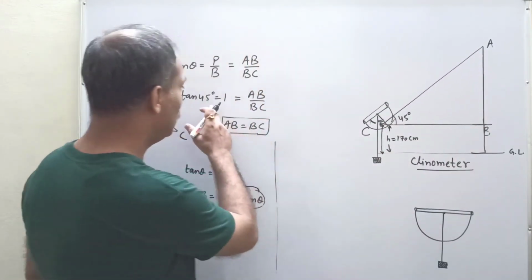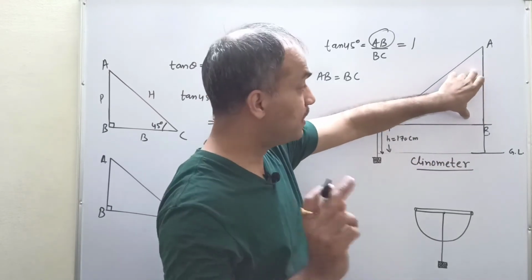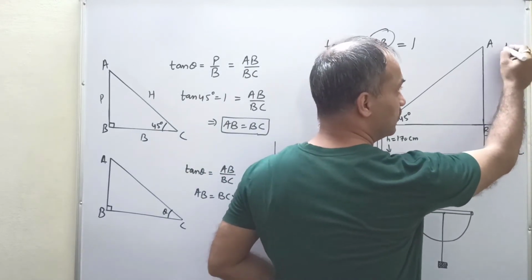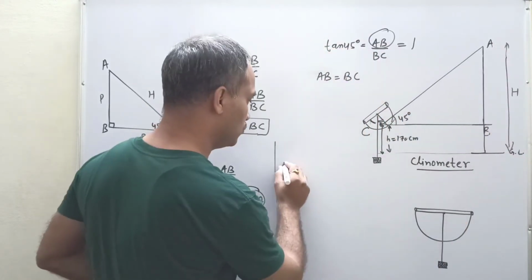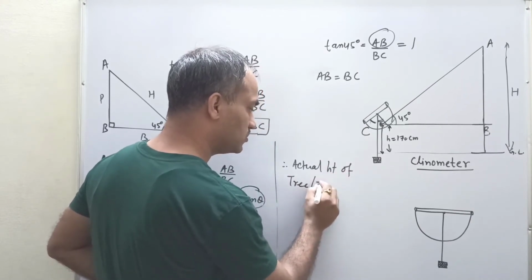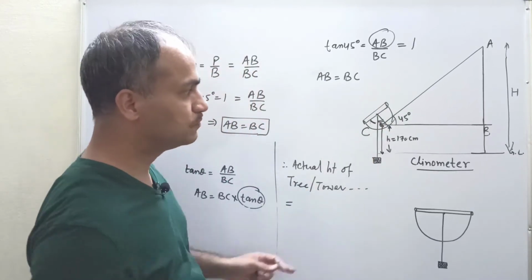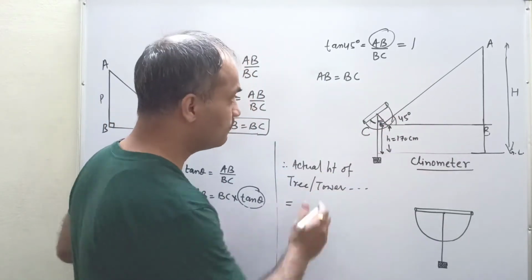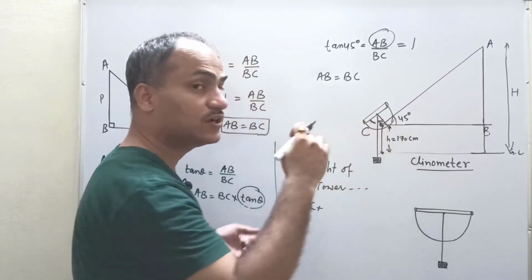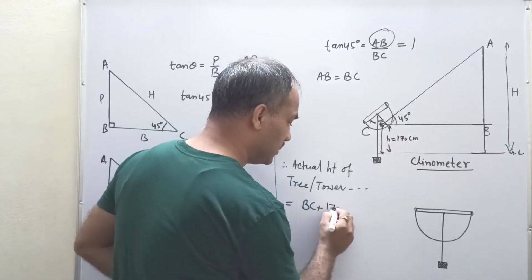Okay, now according to the same concept, when we get BC, we can get AB, but this AB is not the actual height. The actual height of the building is this much. So the actual height of the tree or tower or any other object is equal to this BC, whatever we have measured, plus the height of our eye level. Okay, the height of our eye level is 170 centimeter.